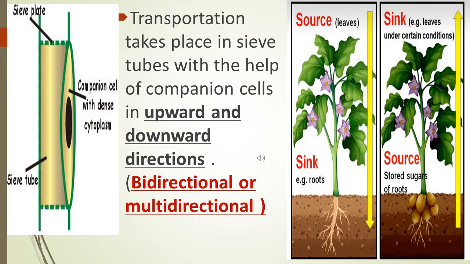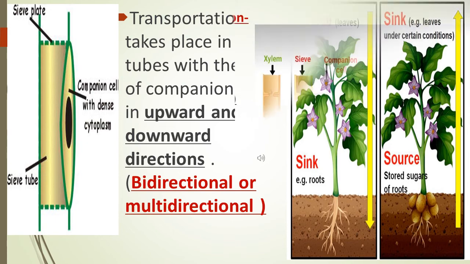The sieve tubes contain cytoplasm but no nucleus, and each sieve tube cell has a companion cell next to it. The movement of food in phloem can be upward or downward depending on the needs of the plant. That is why it can be bidirectional, or we can say multidirectional.